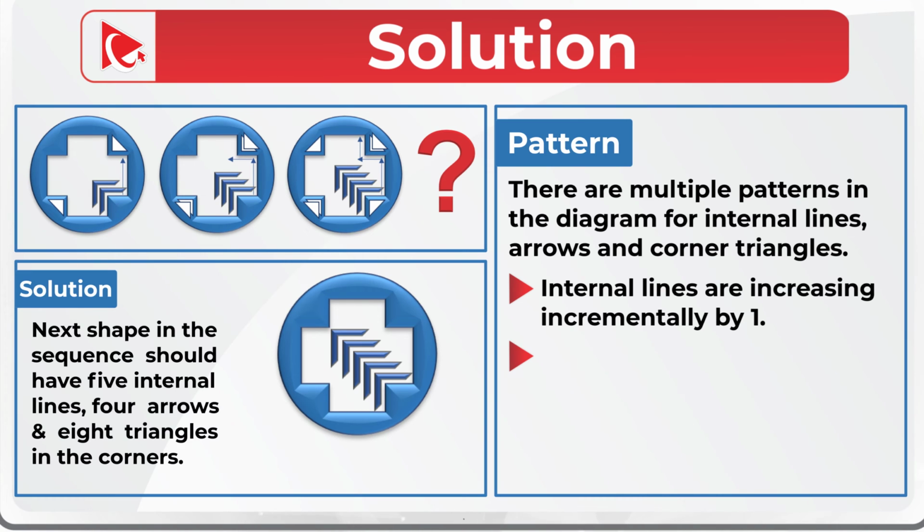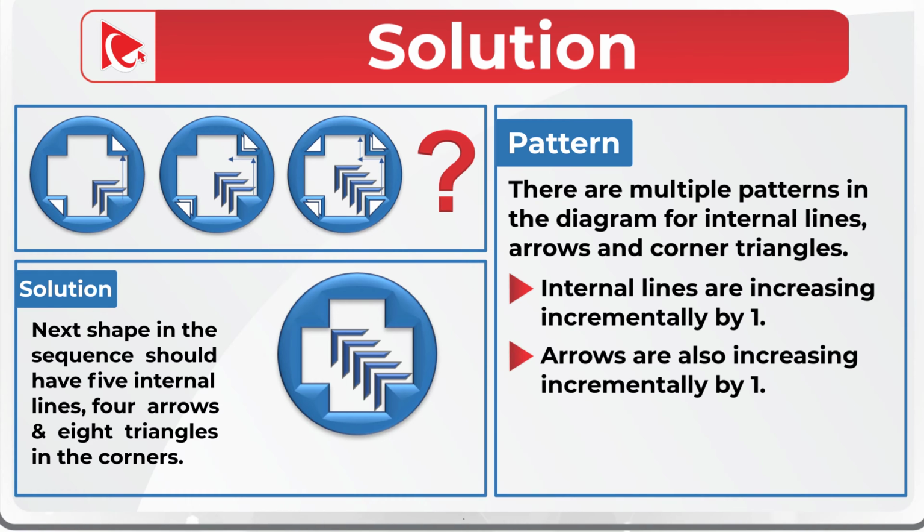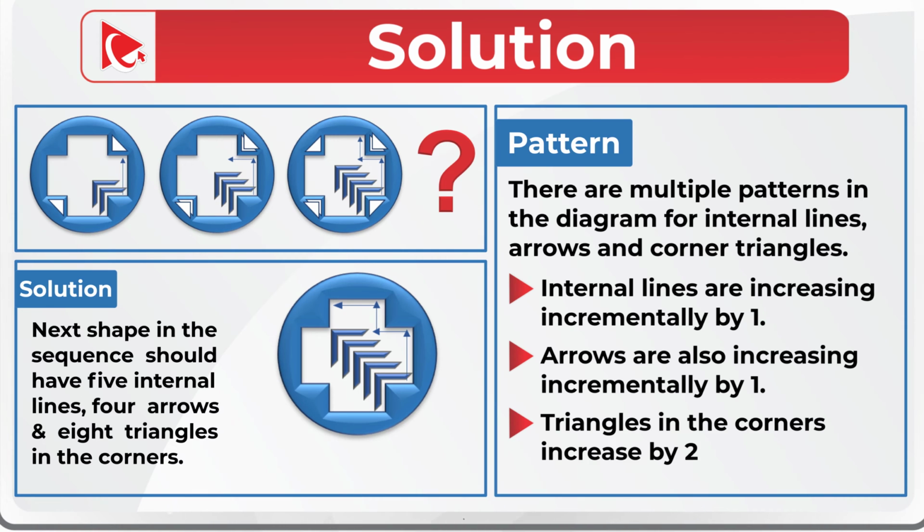Arrows are also incrementally increasing by 1. We see that the first object has 1 arrow, the second object has 2 arrows, and then the third object has 3 arrows, which means that the next object in the sequence should have 4 arrows. And then the last but not least pattern are the corner triangles. If you look closely, you see that corner triangles are increasing by 2. For example, the first object has 2 corner triangles, the second object has 4, the third object has 6, which means that the next object in the sequence should have 8.